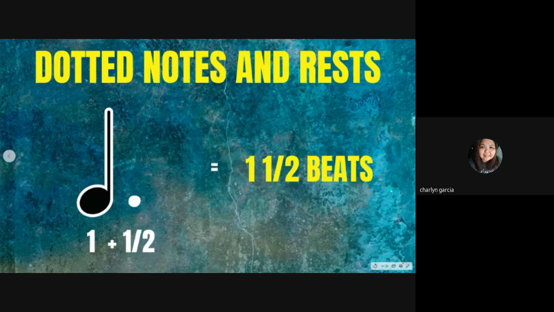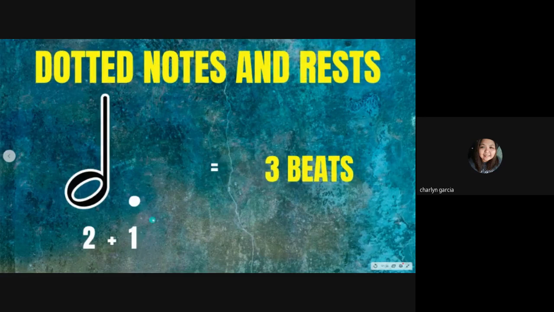Another example. This note is a half note, and the half note has 2 beats. Tama? At meron itong katabing dot. So, ang kalahati ng half note ay 1, meaning magdadagdag tayo ng isa pang beat. So, a dotted half note is equivalent to 3 beats.